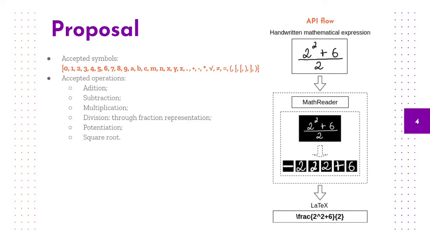On the right, we have an image of the API flow. First, there's an image with a handwritten expression. The image is acquired through the system that integrates the API. So each system is responsible for getting this image and for sending it to the MathReader. Once the MathReader receives the image, it will treat the image, recognize each symbol, and generate the LaTeX expression.